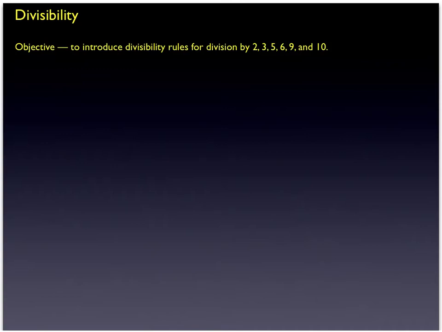All right, in our new lesson, we're going to talk about divisibility. And our objective is to introduce divisibility rules for division by 2, 3, 5, 6, 9, and 10. And when we're talking about division, remember that we're talking about breaking numbers into equal parts. Okay? And for divisibility to happen, you need to be able to break numbers into equal parts that do not have any remainders.